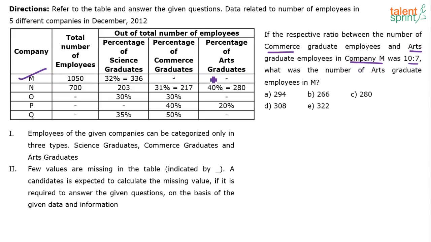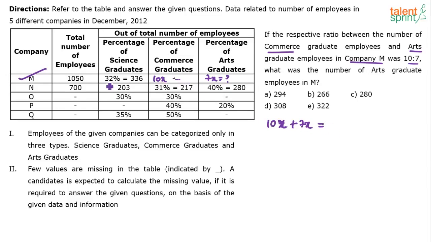See, both commerce and arts are not known to us for this particular company. The ratio is 10:7, which means if this is 10x, this will be 7x. What is the number of arts graduates in M? So basically 7x is equal to what? How do you do this? Very easy. See, understand, I know that the total of these two, 10x plus 7x, should be equal to what?